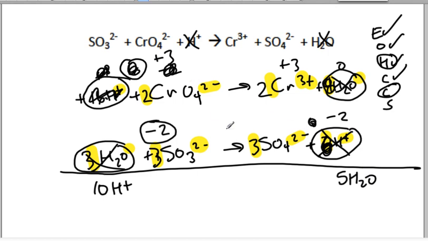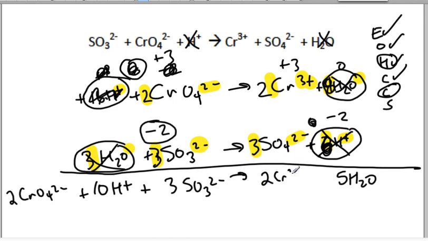And then ultimately, what do I have left over? I have 3 SO3 2-. And then I have 2 CrO4 2-. 2 Cr3+. And then finally, 3 SO4 2-. Boom. That's how you balance a redox reaction. All right? Hope it helps.